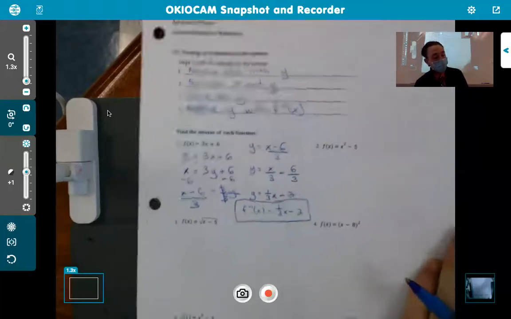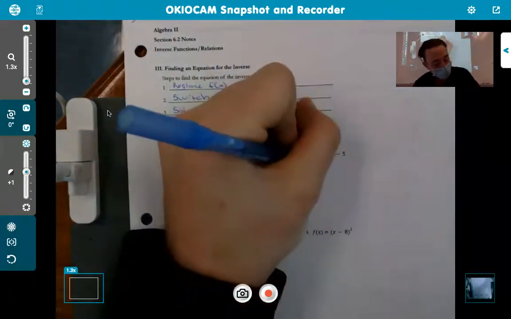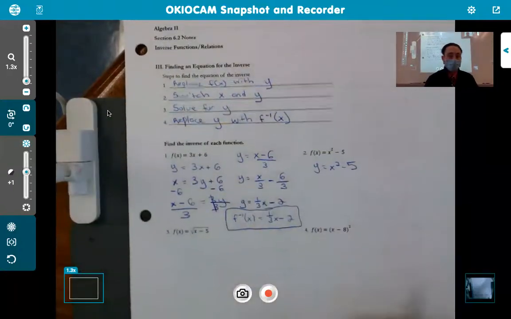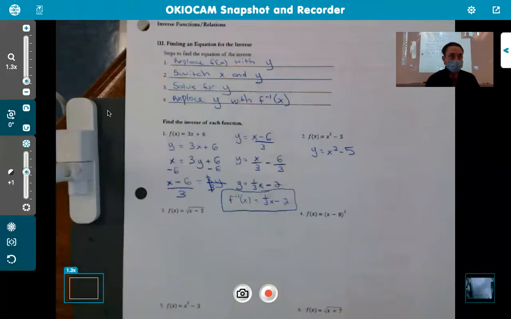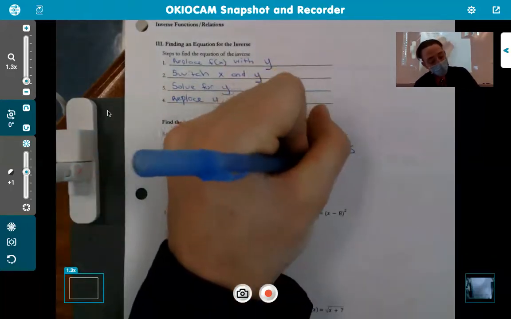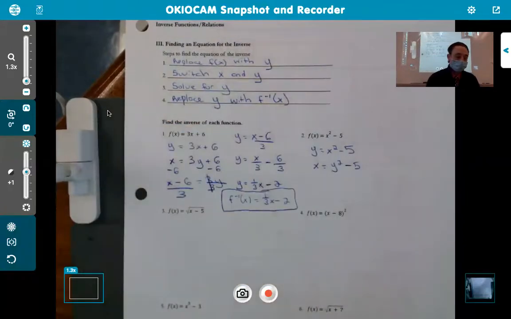All right, let's take a look at example 2. So again, first step, replace f of x with y. Really easy step. I just create a y equals x squared minus 5 equation instead of f of x. And then step 2, I'm going to flip the x's and y's. So it'll be x equals y squared minus 5. Everybody with me so far?